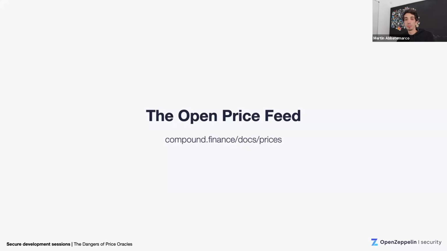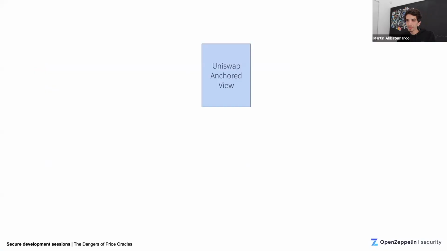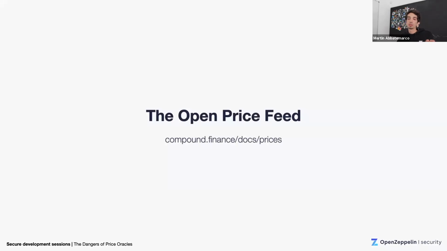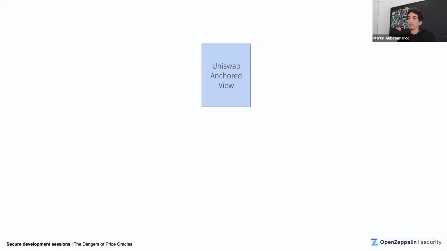Let's continue with the Open Price Feed. The Open Price Feed is kind of a framework built by Compound. It's open source, it's there to be used, but today it's mostly used by the Compound protocol. It has been changing through many versions, but today it basically has this contract called the Uniswap Anchor View, which is kind of the core contract of it. I should say that I will be answering questions at the end of the presentation.